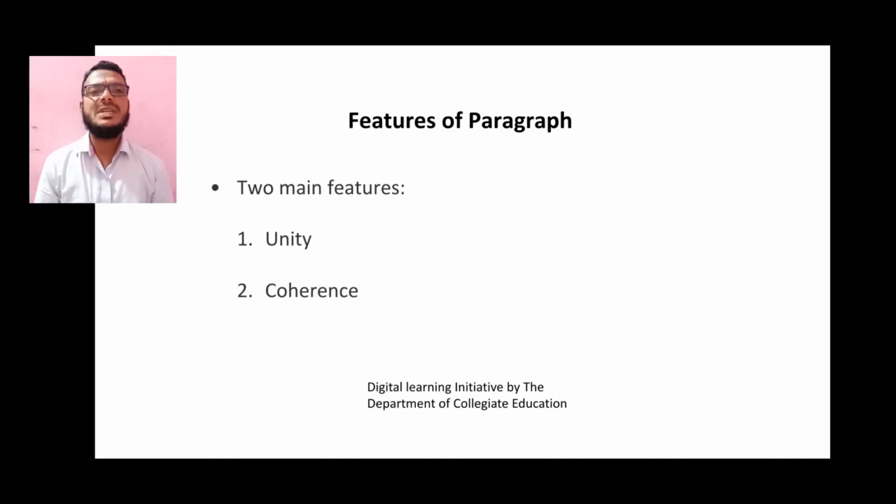Now, when we see the features of paragraph, this is the main important topic of this session. You have to mind this and see this carefully. There are two main or important features of the paragraph. One is unity and the second one is coherence. Let us see these two important features in detail.